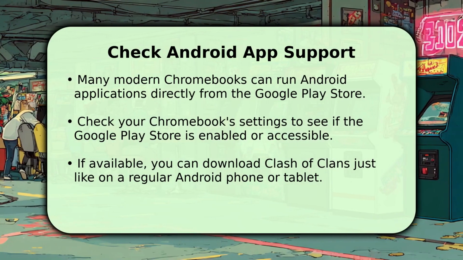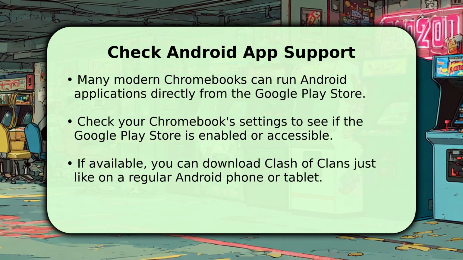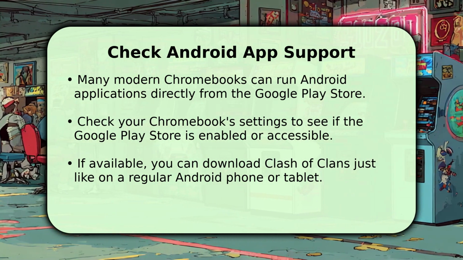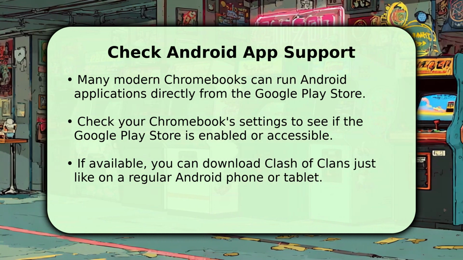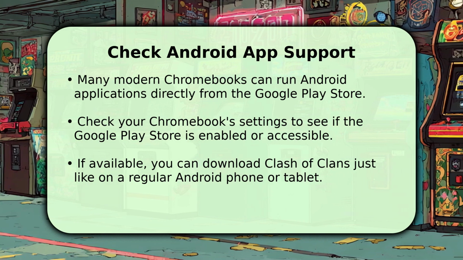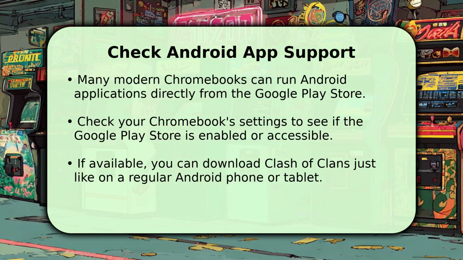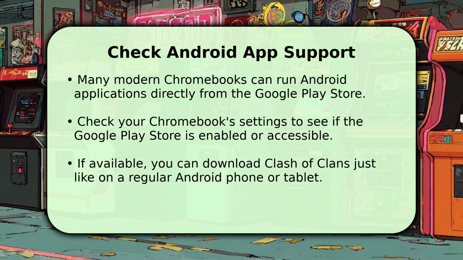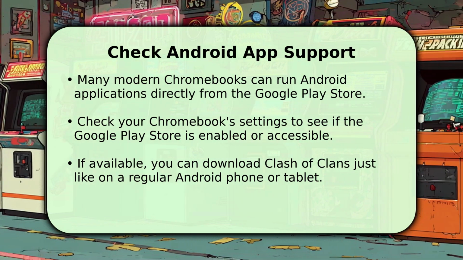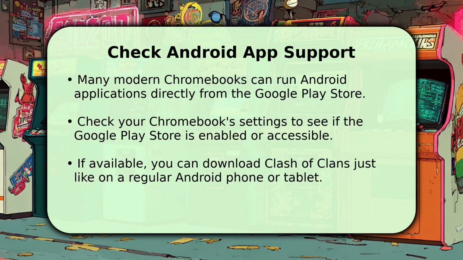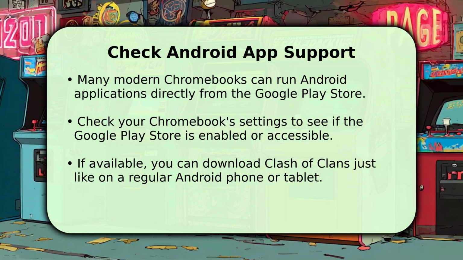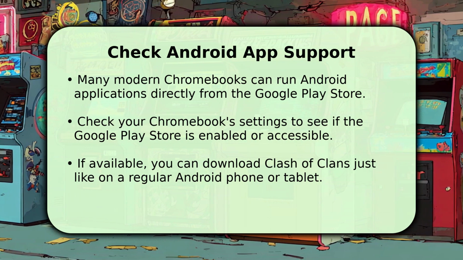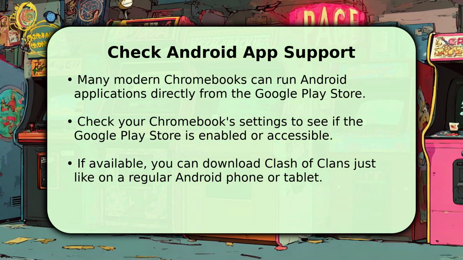The best and most straightforward way to play Clash of Clans on a Chromebook is through Android app support. Many newer Chromebook models actually allow you to run Android apps directly from the Google Play Store. Just open your Chromebook settings and look for the Apps or Google Play Store section. If it's enabled and accessible, you can simply search for Clash of Clans and download it. This is by far the easiest, most official method, assuming your school hasn't blocked it.